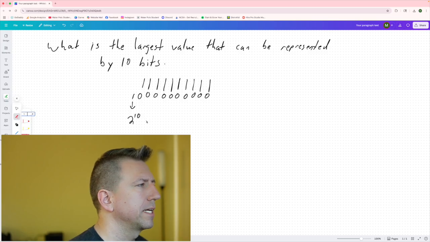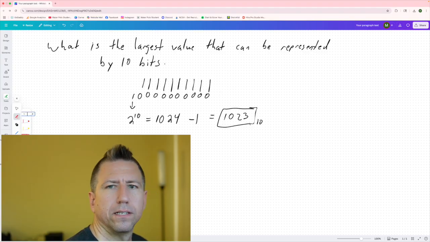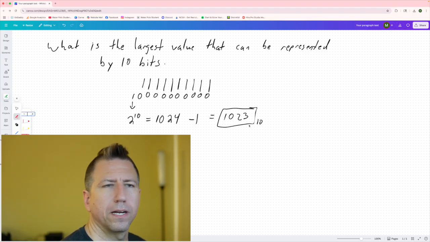So we can calculate that pretty easily in our calculator, and that's 1024. And then we subtract the 1 to get 1023, and that's the largest value that can be stored in base 10, the largest value that can be stored in a 10-bit register.